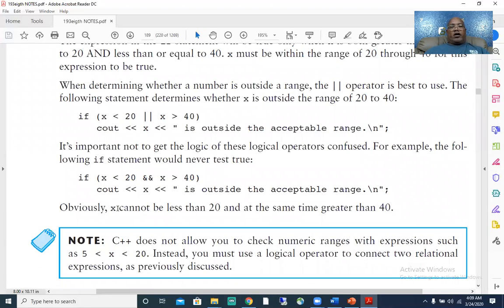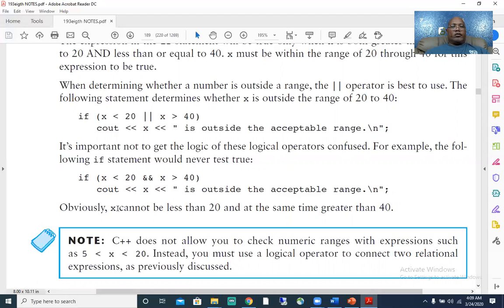When determining whether a number is outside a range, the OR operator is best to use. So it's just giving you some key points, class. So when you have programs to write, assignments, off the top you should say, okay, well, I've studied this, and they said this is the best practice for this. That's the best practice for that. So you shouldn't be confused when you say, okay, I'm trying to find something within a range. Oh, AND. And I'm trying to find something outside of a range. Oh, OR. It should just click.